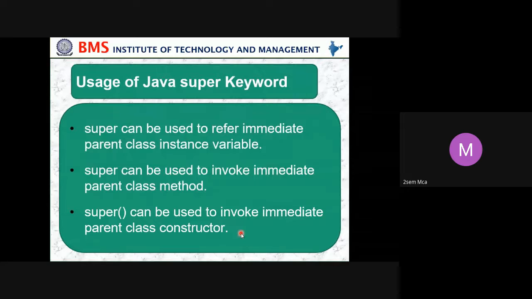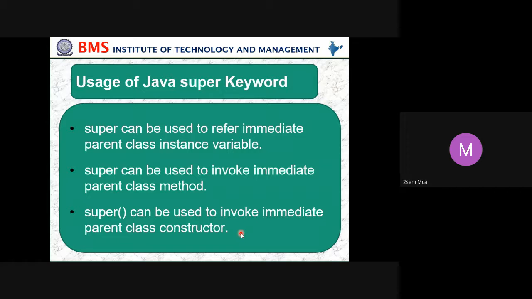Okay, so the usage of the Java super keyword. Why do we use a super keyword in Java? Super can be used to refer to the immediate parent class instance variable. Immediate parent, not grandparent, immediate parent. Then super can be used to invoke the immediate parent class method. Then super can be used to invoke the immediate parent class constructor.